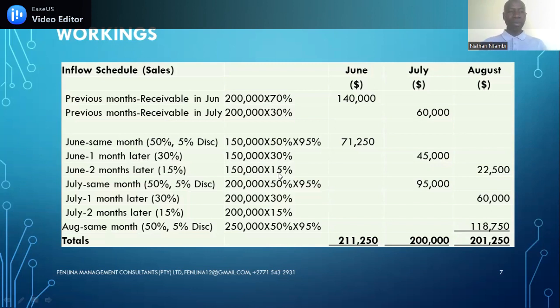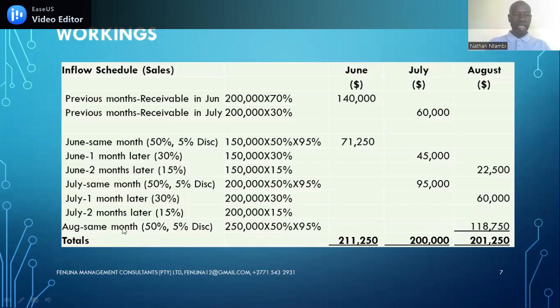July, we have 200 times 50% times 95%, which gives us 95,000. To be received in August, it's going to be 200 times 30%, which gives us 60,000. And then the one that is going to be received 2 months later, which will be September, because we are selling in July, we're expecting money in July, August, and September. 15% of the 200,000 is going to be received in September. That's why we don't see any figure here.